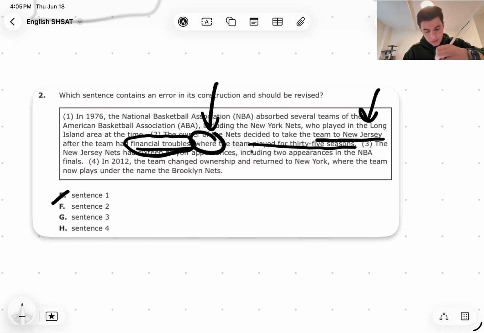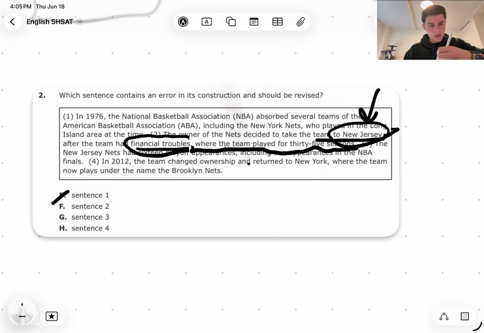because this, where the team played for 35 seasons, acts as a modifier to the team to New Jersey. This is a modifier for that. So you can't put it on financial troubles, because then it's kind of insinuating that because the team had financial troubles, the team played there for 35 seasons, right?